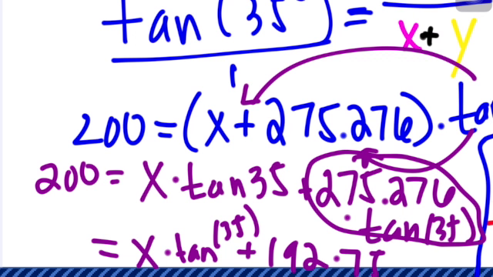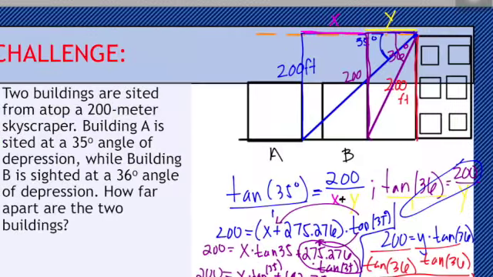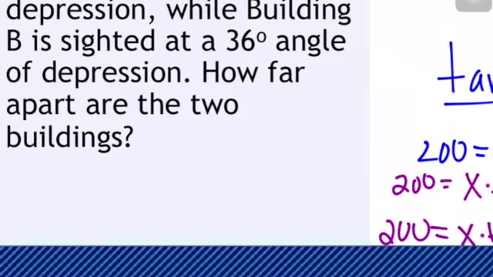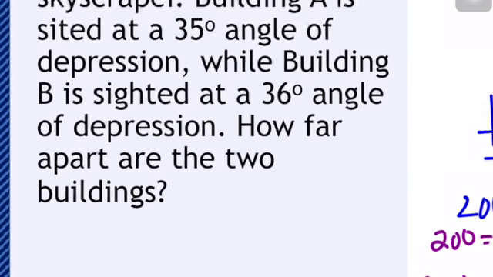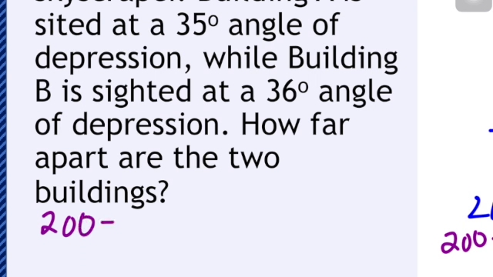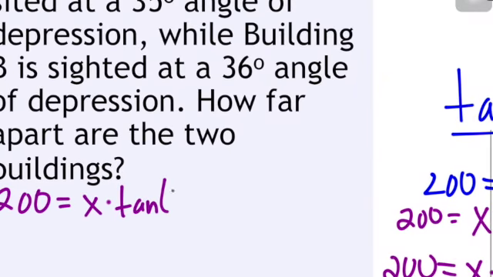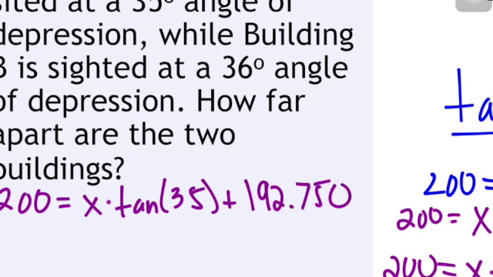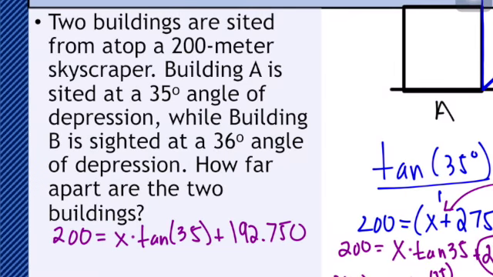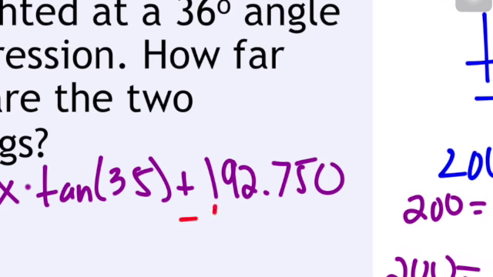Running out of space here, but it's okay. Bring down the 200. Okay, I'm going to scoot this over a little bit where we have some more room. So I've got 200 equals x times the tangent of 35 plus 192.750. And now I just have to solve for x. So subtract 192.750 from each side.